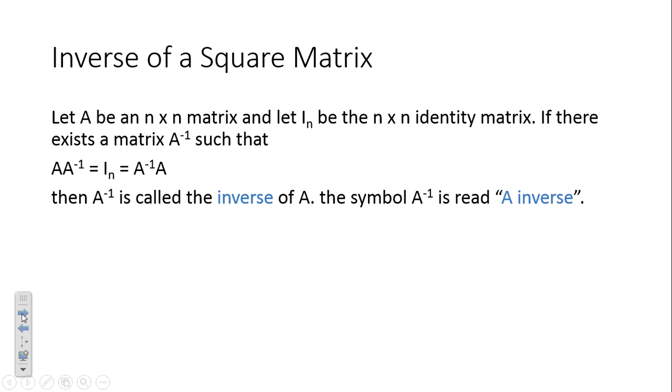Let A be an n by n matrix, and let I sub n be the identity matrix for that n by n matrix. If there is an inverse matrix, what happens is A times the inverse equals the identity, and the inverse times A also equals the identity. If that's the case, then that is called the inverse, and that symbol A to the negative 1 is read A inverse.